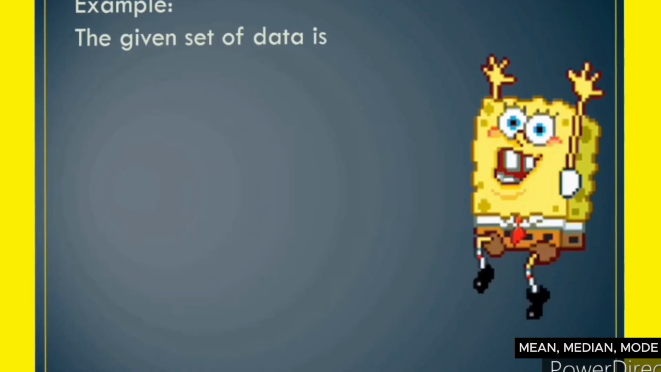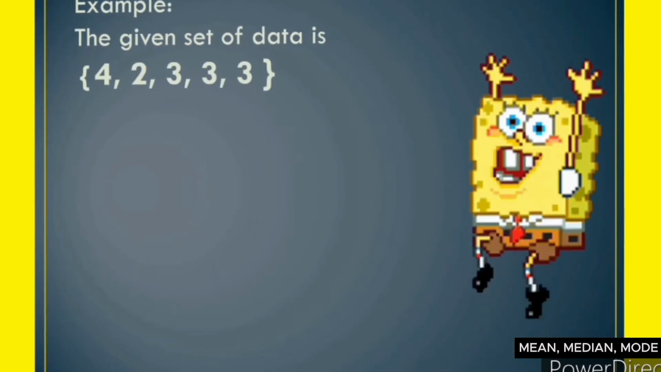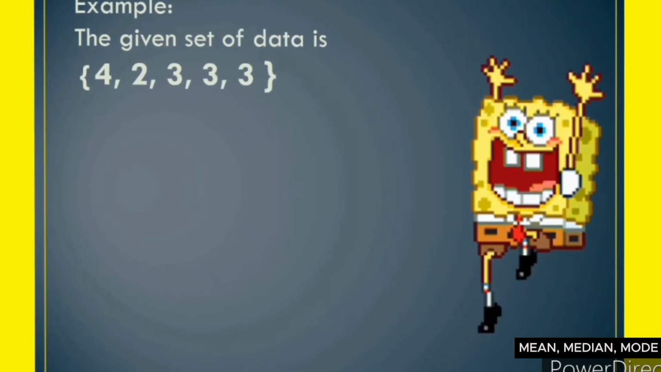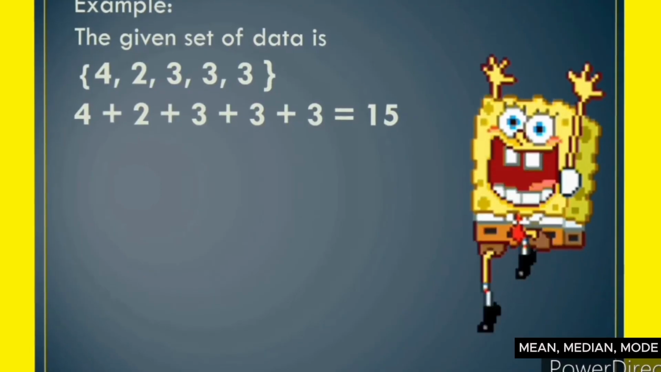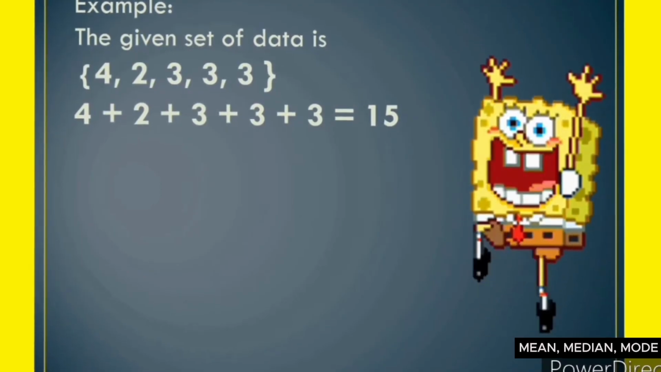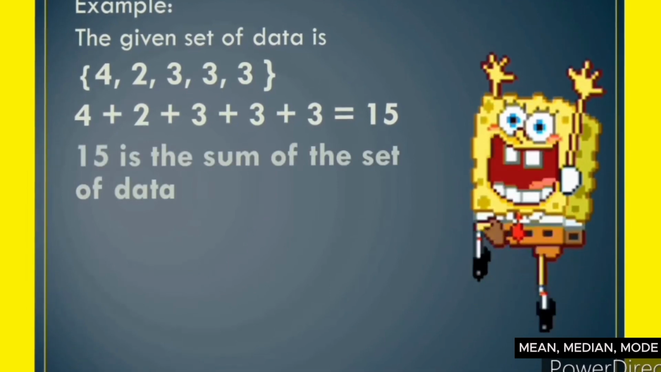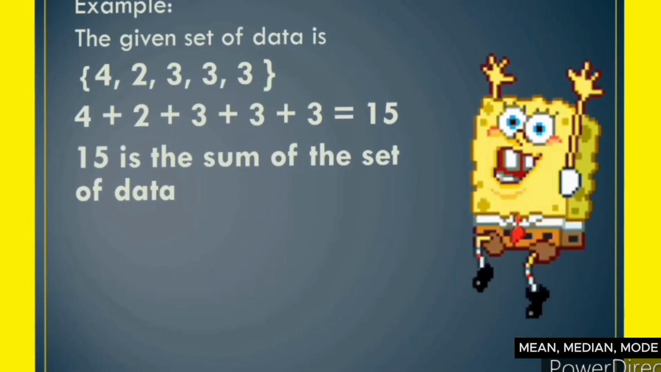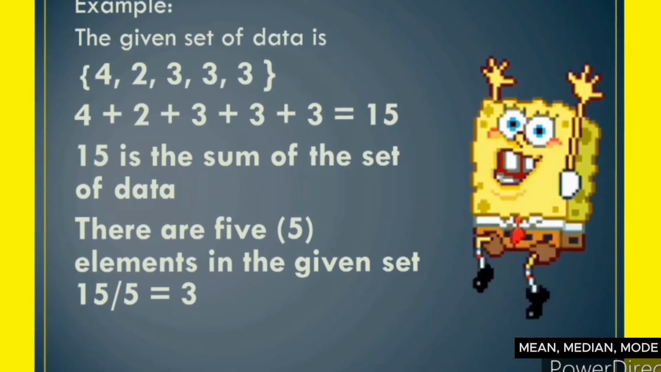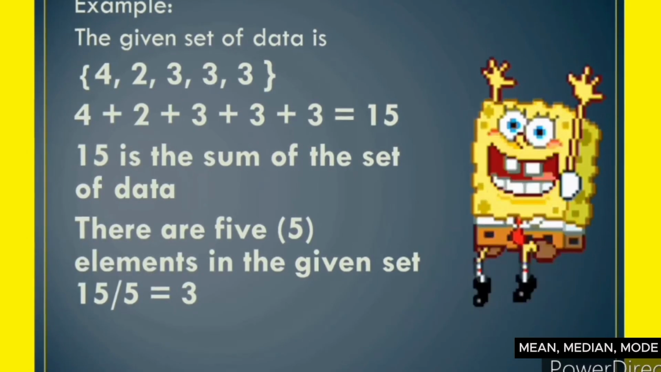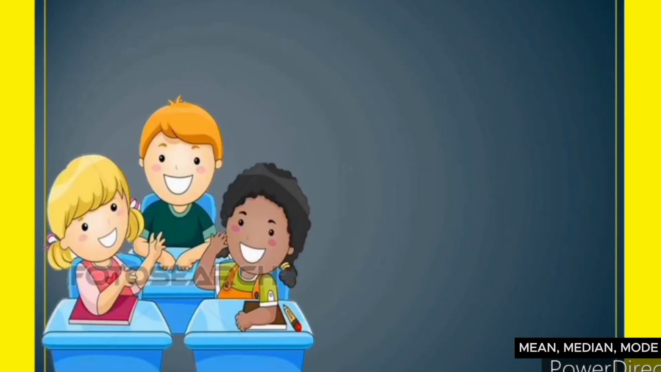Example: the given set of data is 4, 2, 3, 3, and another 3. We have to add first all the given set of data. 4 plus 2 plus 3 plus 3 plus 3 equals 15. 15 is the sum of the set of data. There are 5 elements in the given set. Therefore, 15 divided by 5, the answer is 3. Mean is equal to 3.